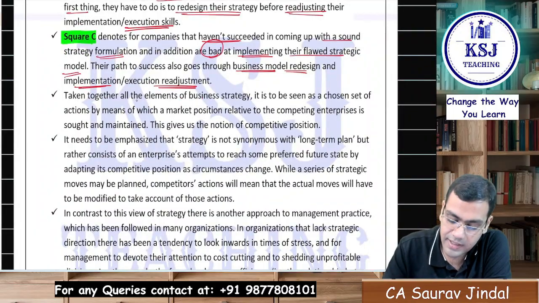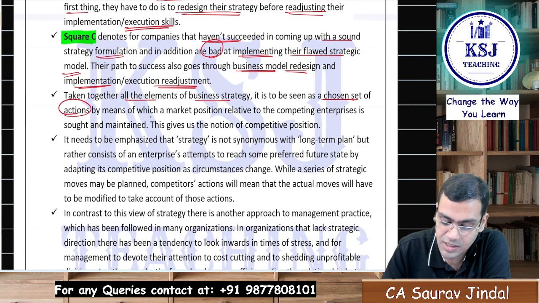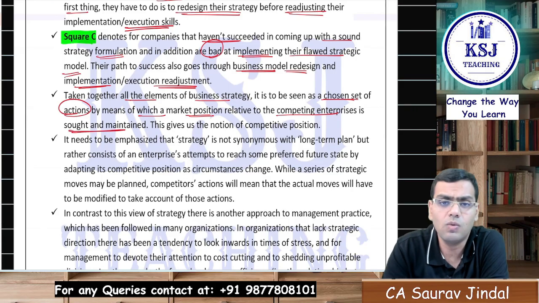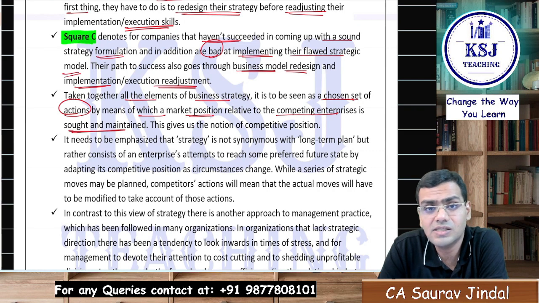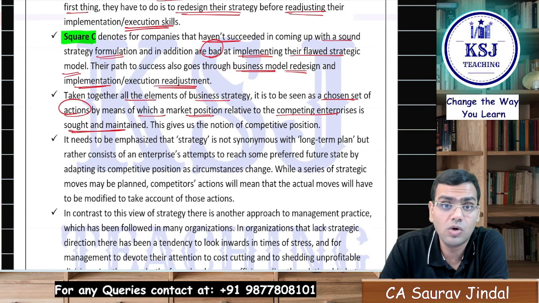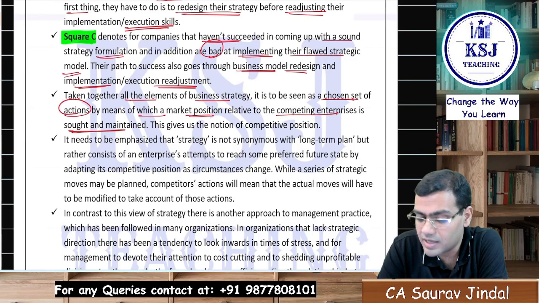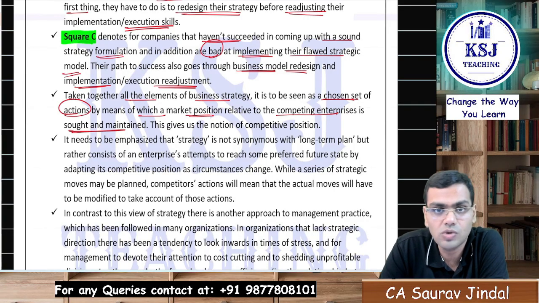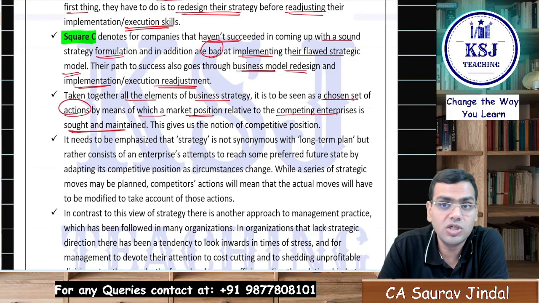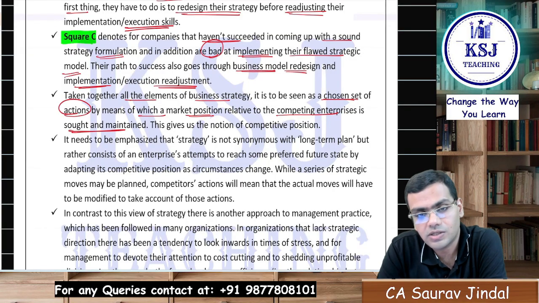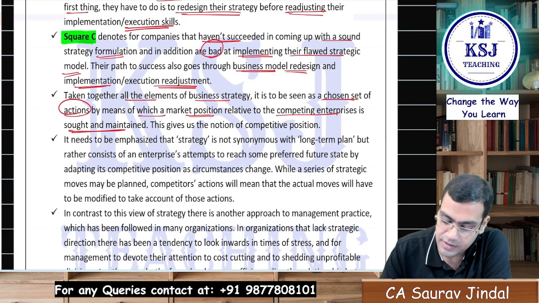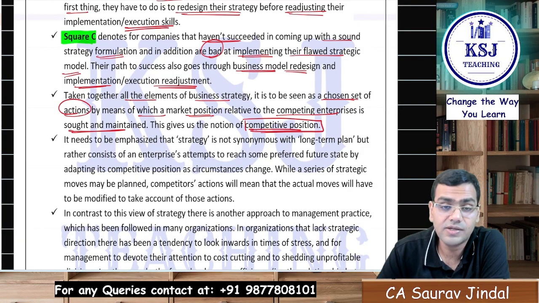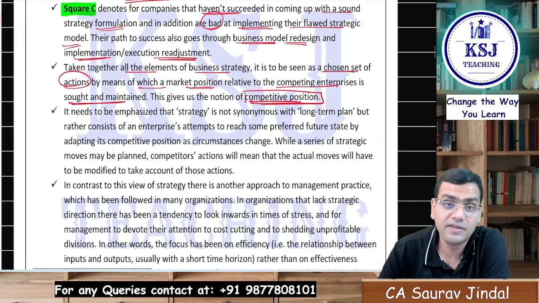Taken together, all the elements of the business strategy, it is to be seen as a chosen set of actions by the means of which a market position relative to the competing enterprises is sought and maintained. Basically, what is strategy? He says strategy is that course of action which the business wants to opt, through which they can position themselves better in the market in comparison to their competitors, right? This gives us the notion of competitive position, right? The strategy helps in deciding our competitive position.